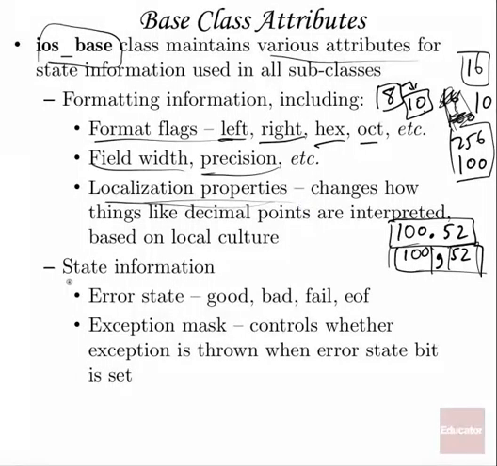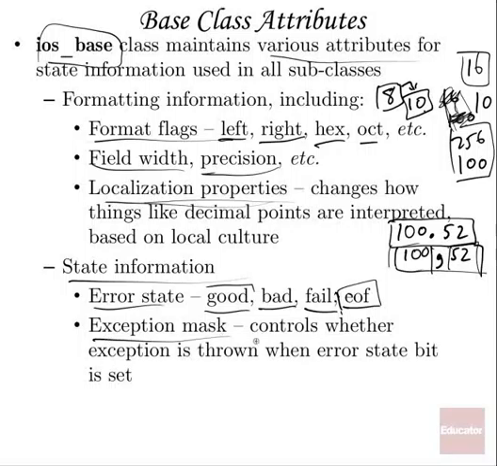Keep state information. We have the error state. Good basically means all the bits are 0. The bad bit has been set. The fail bit has been set. EOF stands for end of file. If you're reading from a file and you get to the end, the EOF bit will be set, which you can think of as an error if you want. It's not really an error, but it's the type of thing to think about.